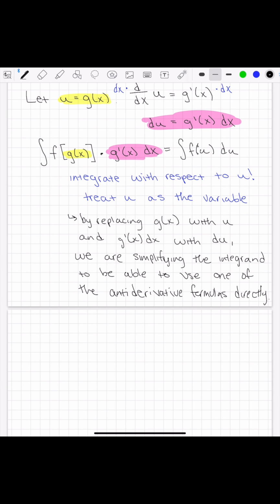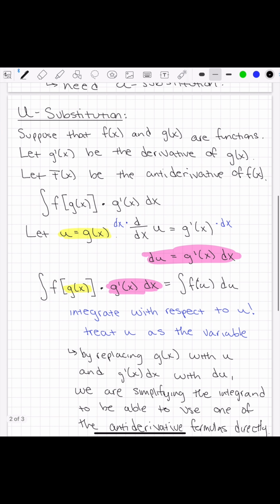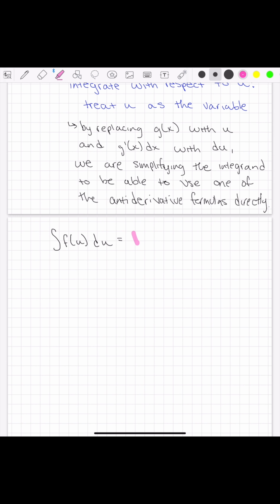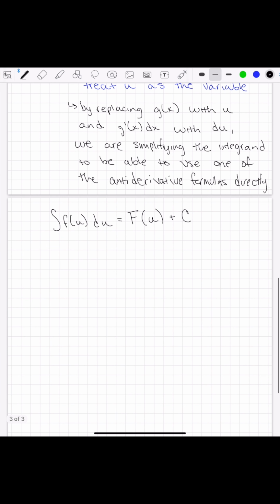Okay, so where are we? Remember, we're right here, so let's bring that down. Right now we need to figure out how to integrate f of u du, but remember we said that capital F of x is the antiderivative of f of x. So whatever the antiderivative of f of u is, is capital F. We said capital F is the antiderivative of lowercase f. And since we don't have bounds, if you don't have numbers here, you always need to add that plus c, because that's an indefinite integral.